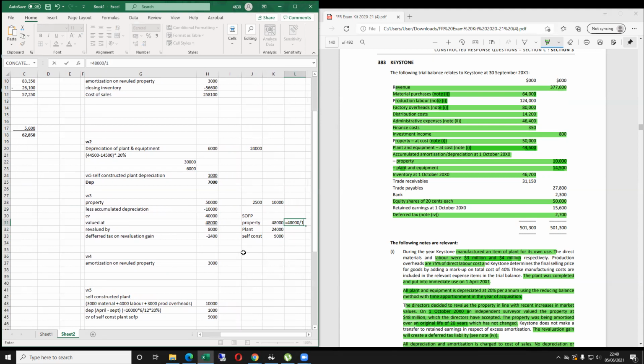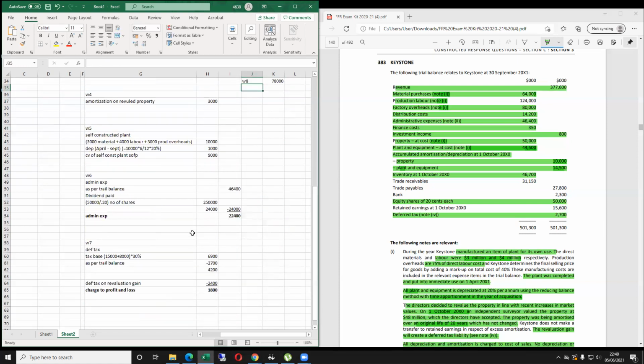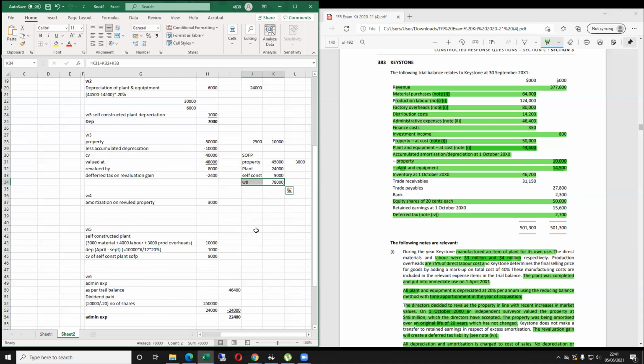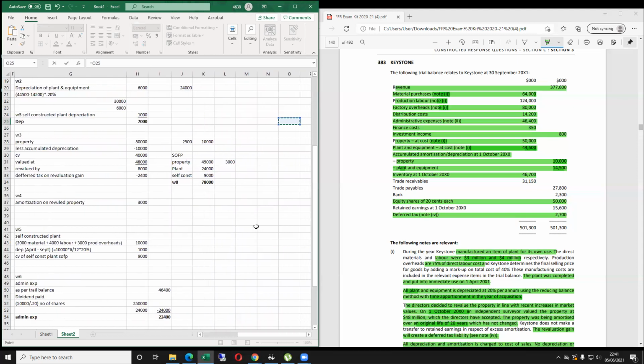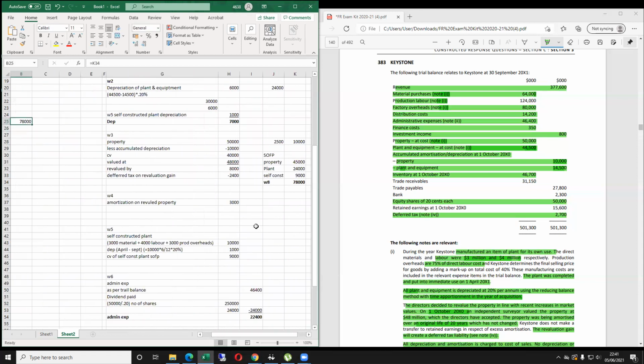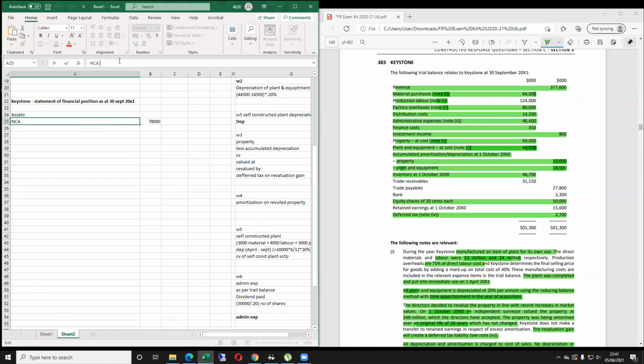48,000 divided by 16, 3,000. So 3,000 we need to take away from 48,000, depreciation for this year. So the total is, how much is this coming? 78,000 here. So this is our working, working number 8. This is our carrying value. Take this here, non-current asset, total assets. There you go. So non-current assets, working number 8, done.